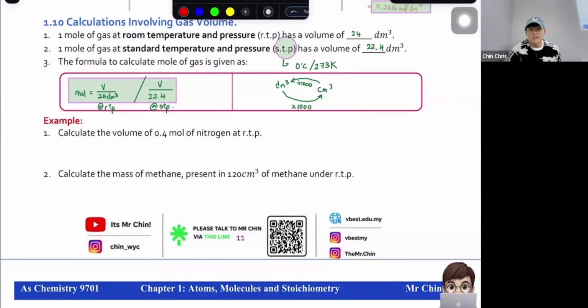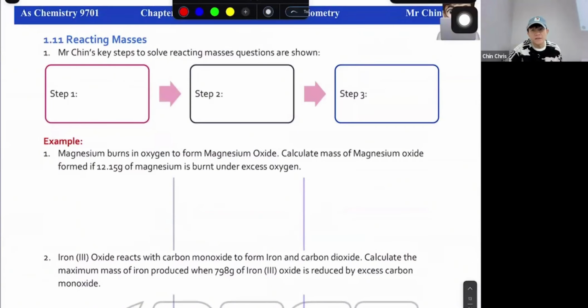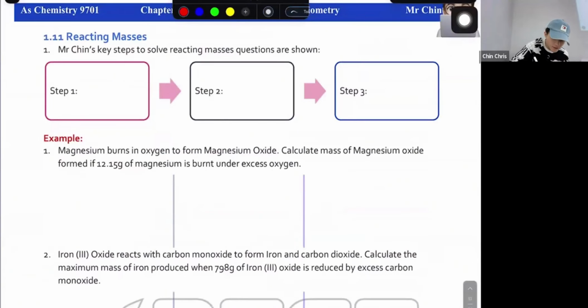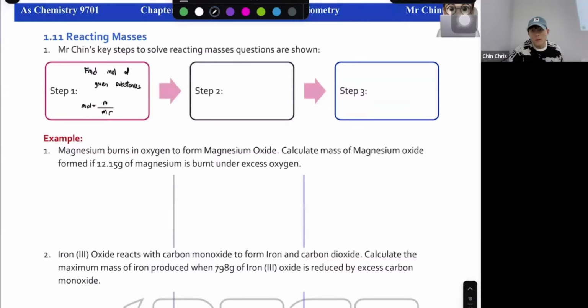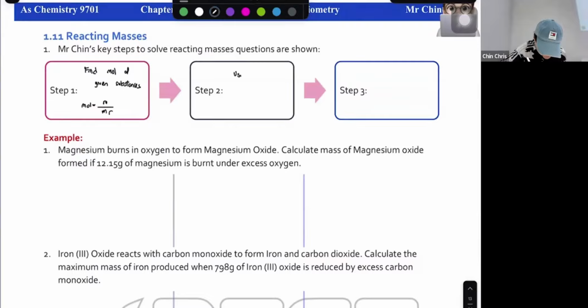And look at page 12, guys. Let's go. Okay, right now let's look at your reactive methods here. For reactive methods, first, please find the mole of given substances. Mole equals mass over MR. That's the first step. After finding the mole, second step, I want you to use your ratio method.